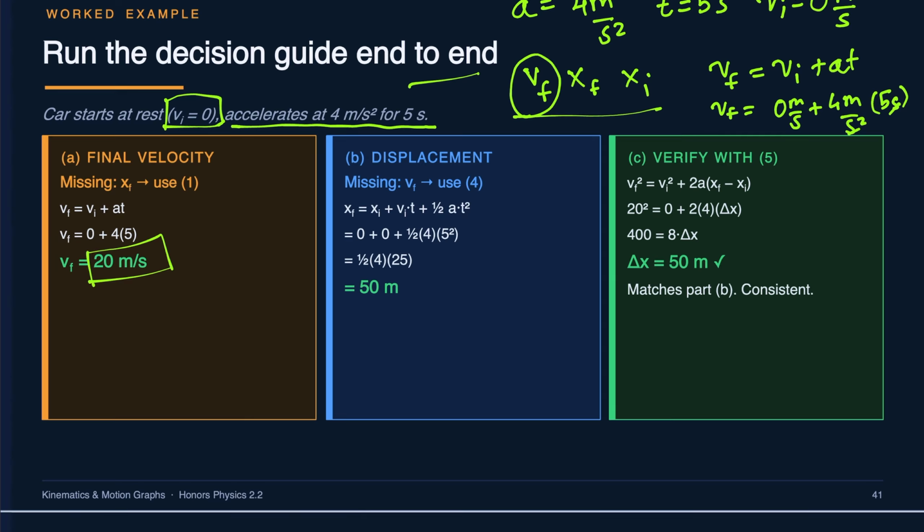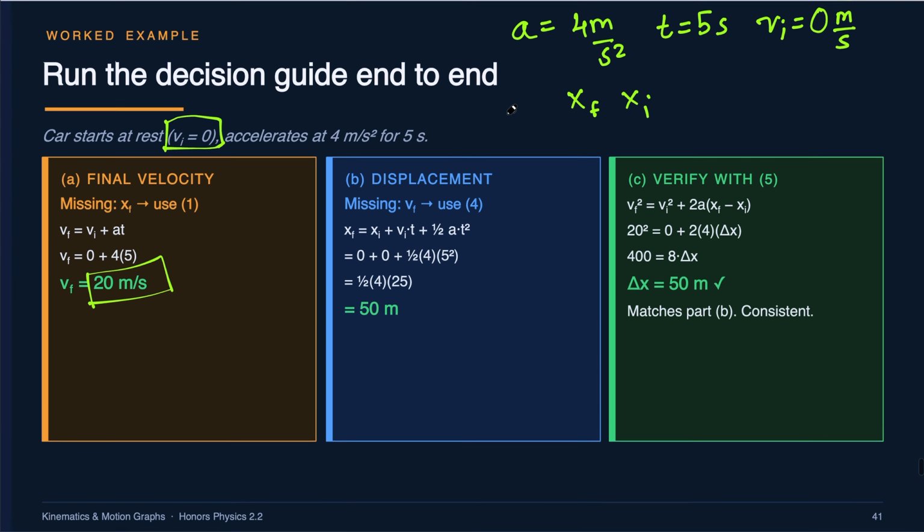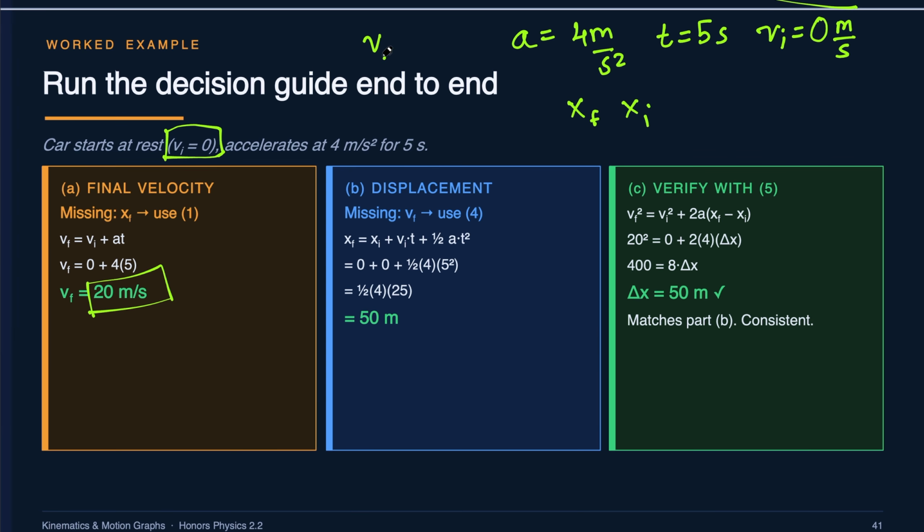Okay, and I'm going to erase this, but I'm going to keep the other stuff. So now I know VF, so I'm going to put VF up here because I know it. Right, I know VF, which is 20 meters per second. Now, if I wanted to find the displacement or delta x, which I do, right? Because I know HF and HI, but I don't know anything else.